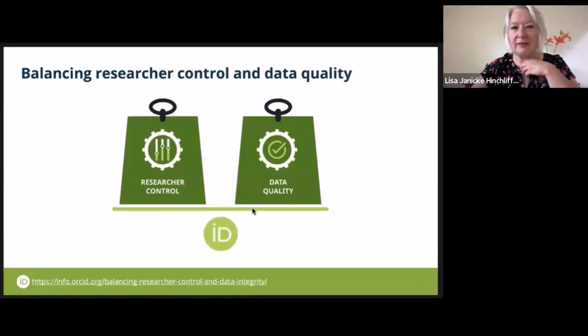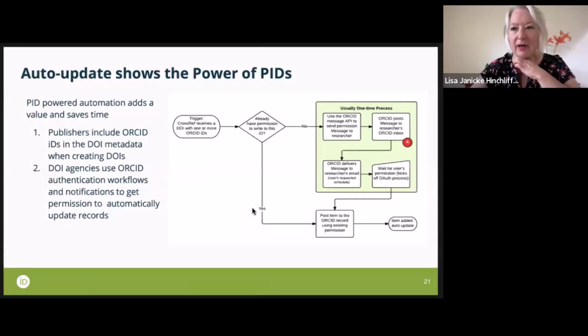So auto update, which I've already talked about, really shows the power of persistent identifiers in the ecosystem. They add value and save time by including ORCID IDs in the DOI metadata when creating a DOI, and then DOI agencies use ORCID authentication workflows and notifications to get permission to automatically update records. And so you just see here the kind of workflows that are in place to trigger both adding ORCIDs to publisher systems and then publishers being able to push data to the ORCID system.